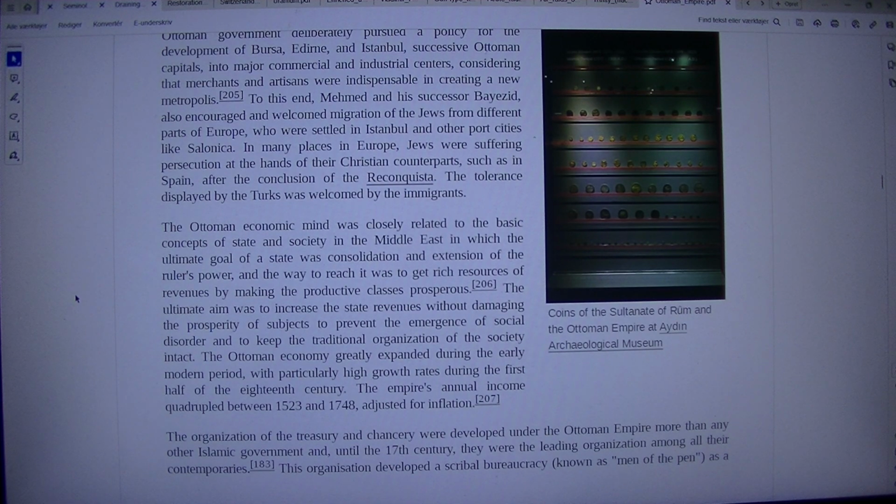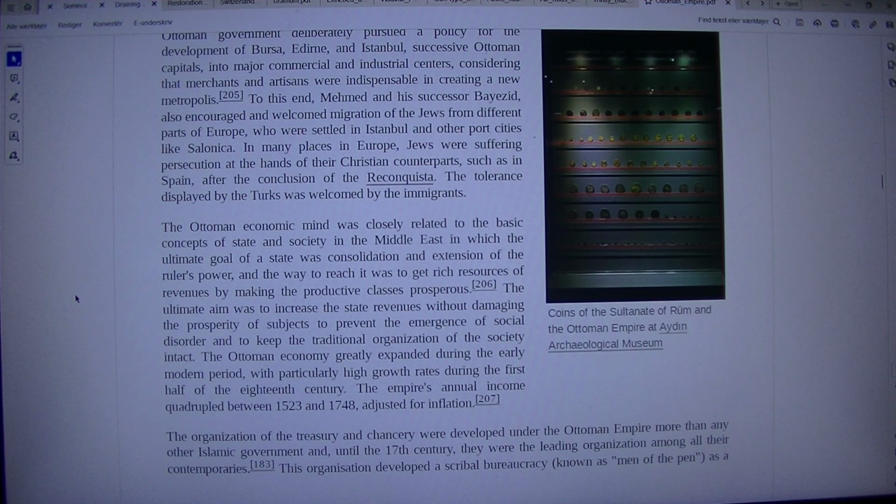The Ottoman economy greatly expanded during the early modern period, with particularly high growth rates during the first half of the 18th century. The empire's annual income quadrupled between 1523 and 1748, adjusted for inflation. The organization of the treasury and chancery were developed under the Ottoman Empire more than any other Islamic government, and, until the 17th century, they were the leading organization among all their contemporaries.